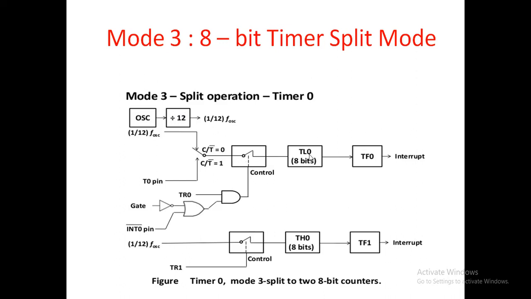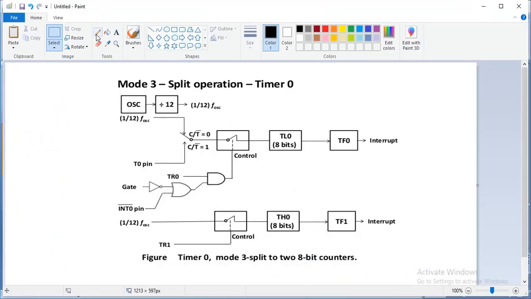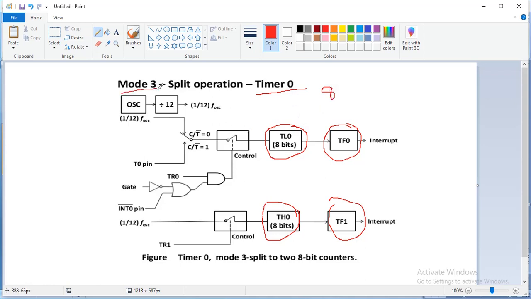We can use TL0 for the first 8-bit timer. For overflow detection I am using TF0. For the second 8-bit timer I am using TH0 and TF1. Here I am using only timer 0. Timer 0 can perform two 8-bit timer operations with the help of mode 3. That is the beauty of the split operation of timer 0.